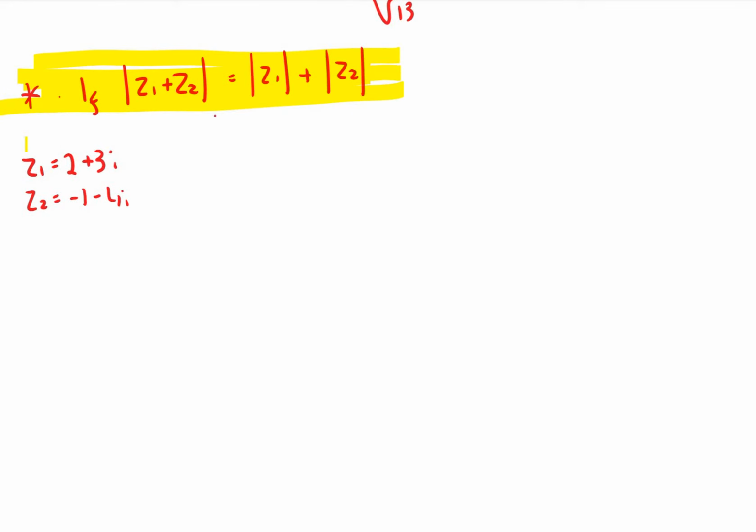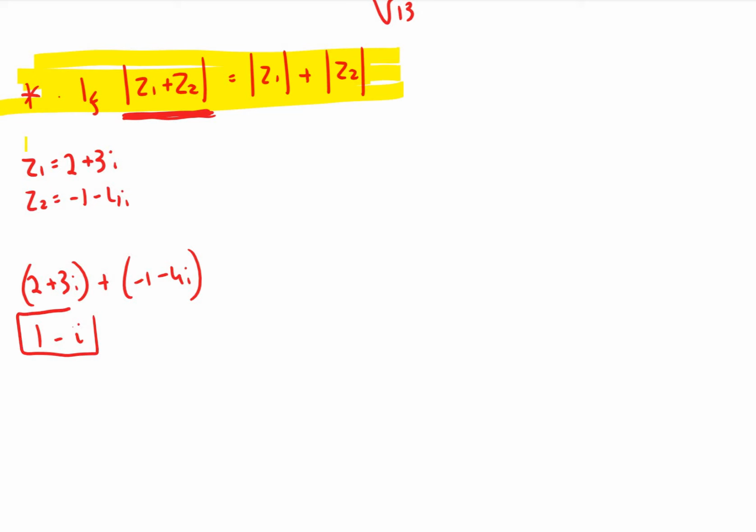First thing we have to do is find out what the modulus of z1 plus z2 is. So the first thing I'm going to do is add z1 and z2. So we have 2 plus 3i plus minus 1, minus 4i. And that will give us 1 minus 1i, which is 1 minus i. Okay, here, we'll actually put in the 1, might make it easier when we're getting the modulus of it. Okay, so I want to find the modulus of this.